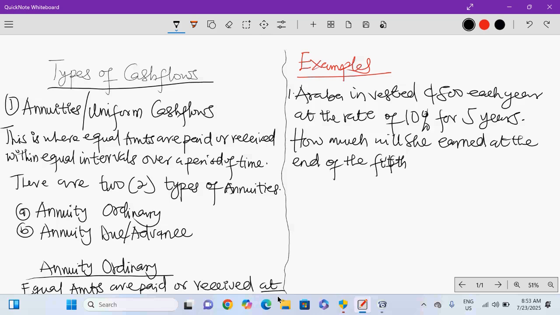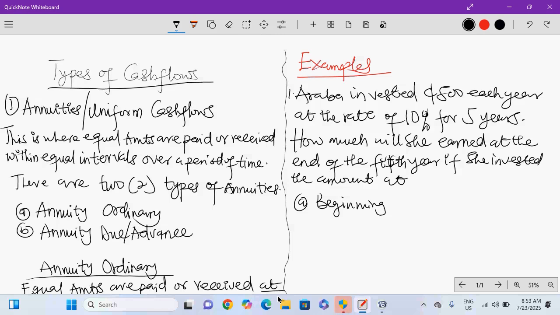At the end of the 5th year, if she invested the amount at A, the beginning of the year, B, end of the year.